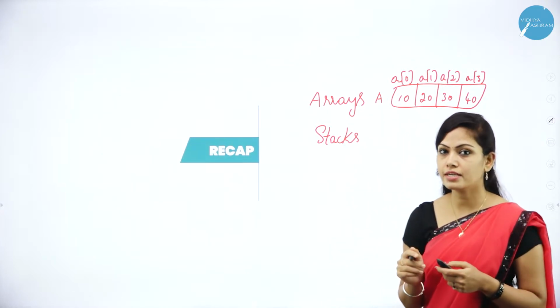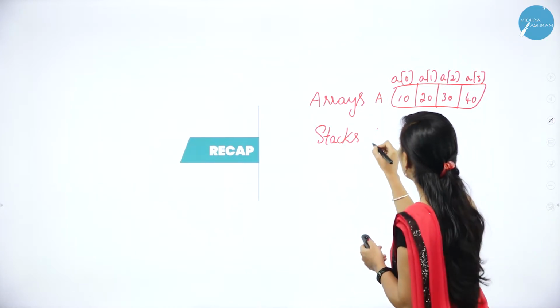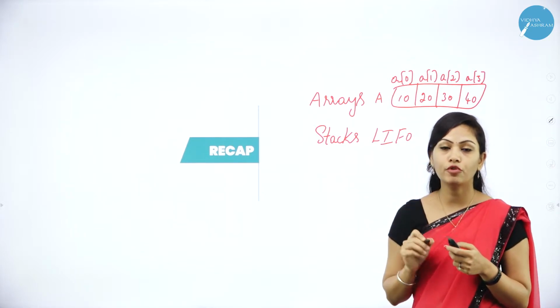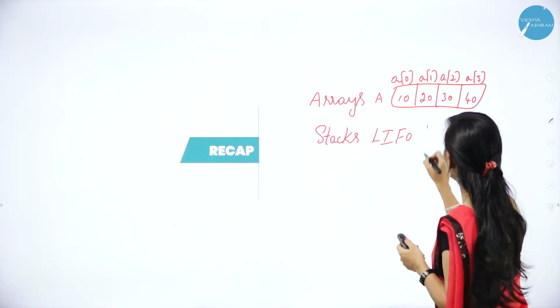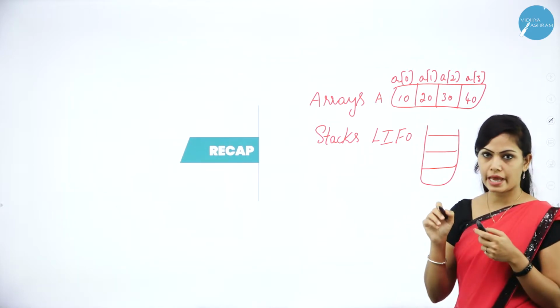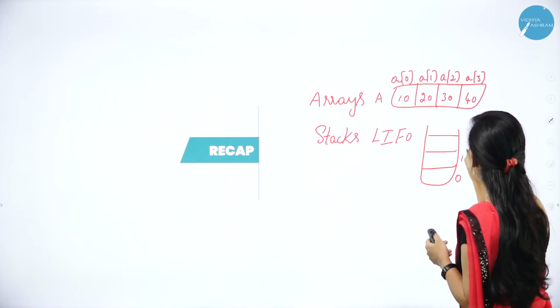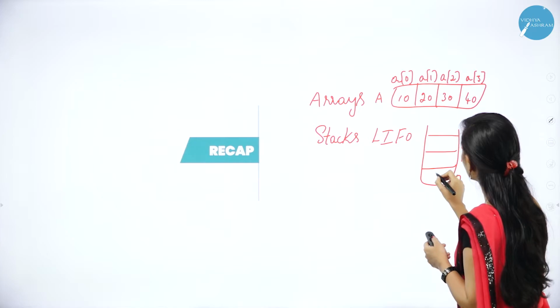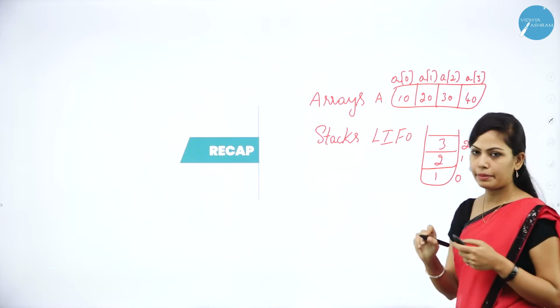And also I have explained about stacks. Stack is a linear data structure. It follows last in first out mechanism, LIFO mechanism. So for example, here we have one stack 0, 1, 2. So here top of the stack is 2. I will add the elements.